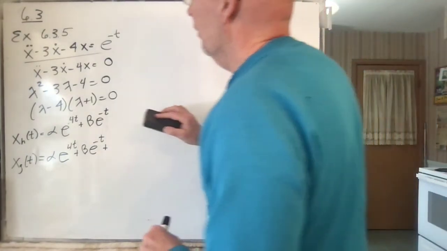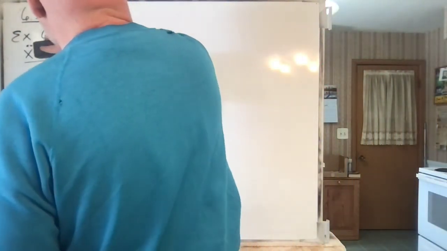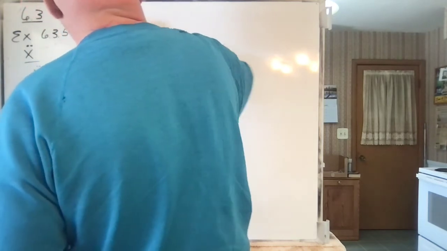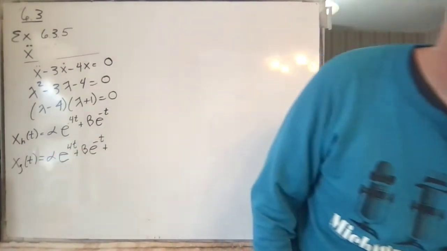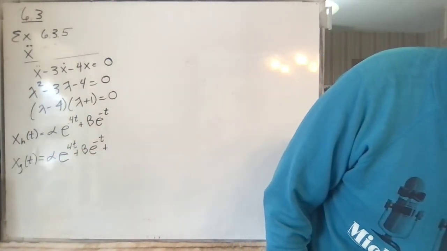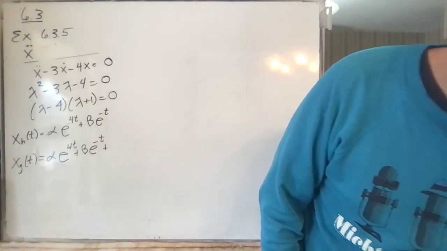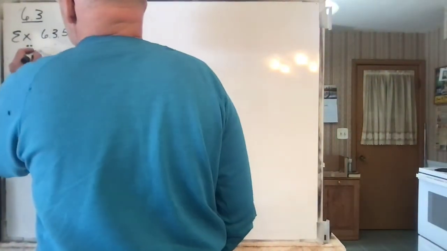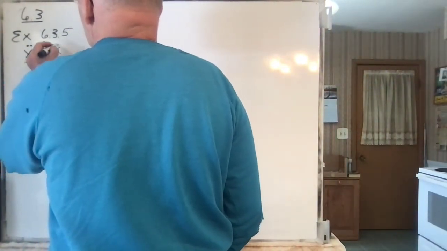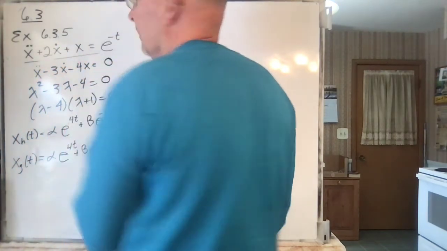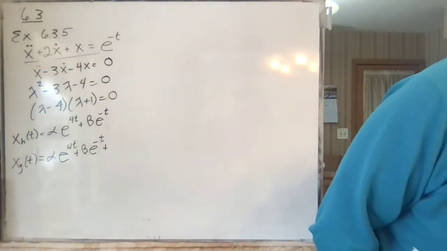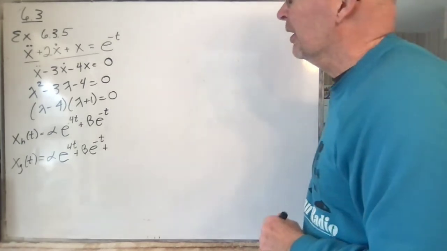Okay, here's yet one more. What if we combine these two problems together? The problem of having a double root and the problem of it being a solution to the homogeneous. So let's try this one. x double prime plus 2x prime plus x is equal to e to the negative t. I think that is what I want. Yes. Okay, let's do that one.